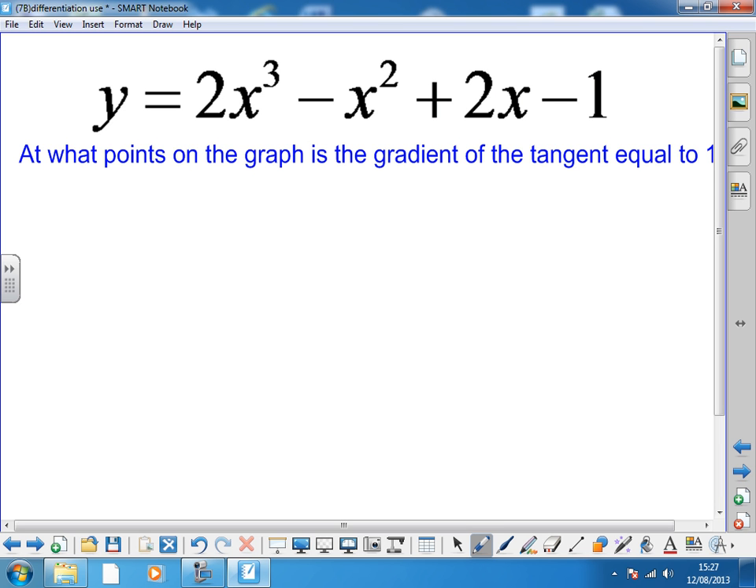So we're talking about the gradient being equal to 1. Yeah, that's the important word. This we know, right? dy by dx equals 1. Something we might use later. So let's work out what dy by dx is in terms of algebra.